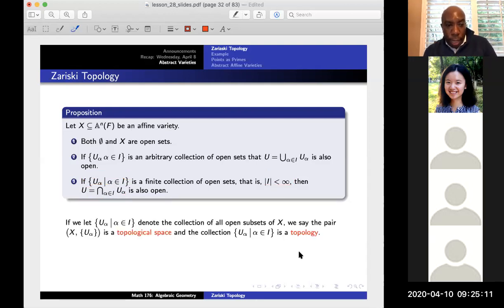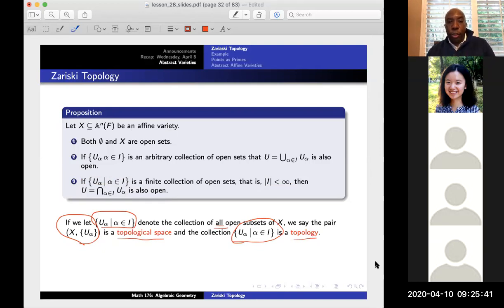So if I put all of this together, then let me let U alpha here denote the collection of all open sets in X. Right, so again, the collection of all open sets. Then I'll say that this pair, my whole space with the collection of open sets, is called a topological space. And the collection of open sets is what I'm going to call a topology. So these are just some fancy terms here.